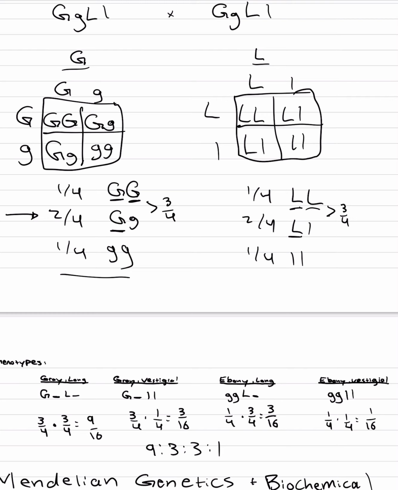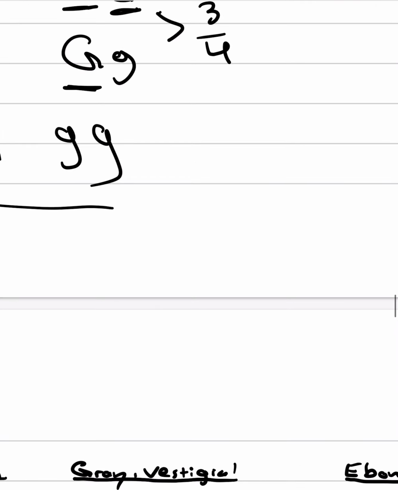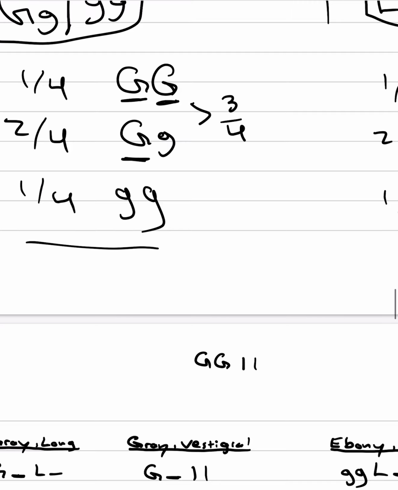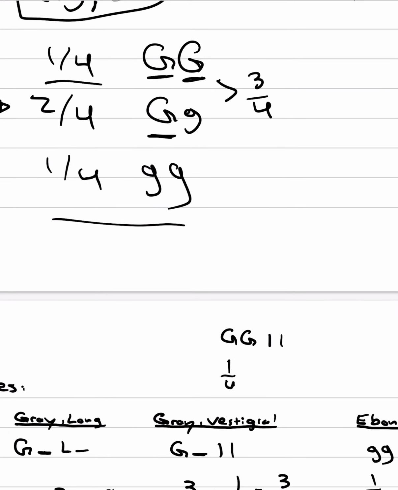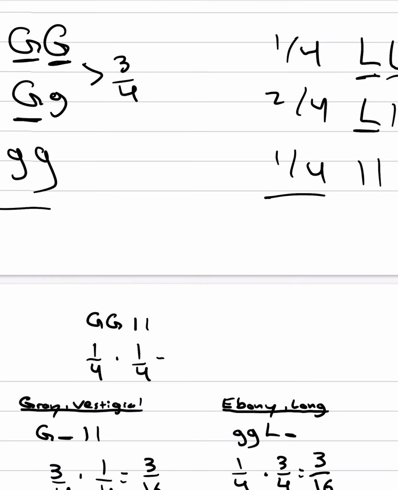And this method I like to use because it helps you in finding the specific genotypes that you're after as well. If we were asked to find the ratio of an individual who's going to have the genotype big G, little l, we simply take the ratio for big G, which we know is 1 out of 4, multiply it by the ratio of having little l, which is 1 out of 4, and we get 1 out of 16.